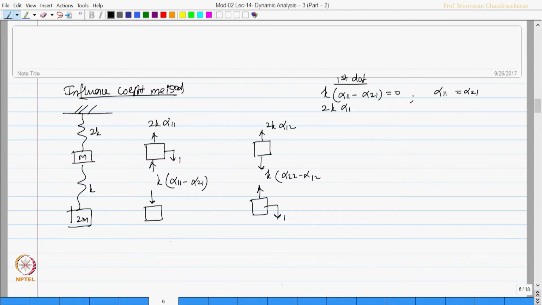2k α₁₁ + k(α₁₁ − α₂₁) is unity. Substituting that this value is 0, α₁₁ will become 1 by 2k, which will also give me α₂₁.